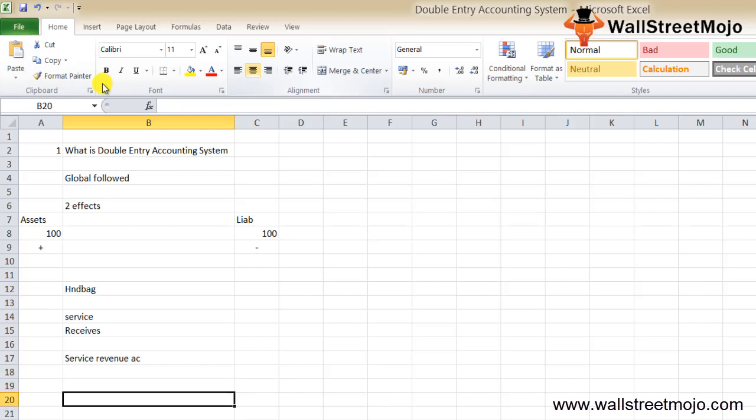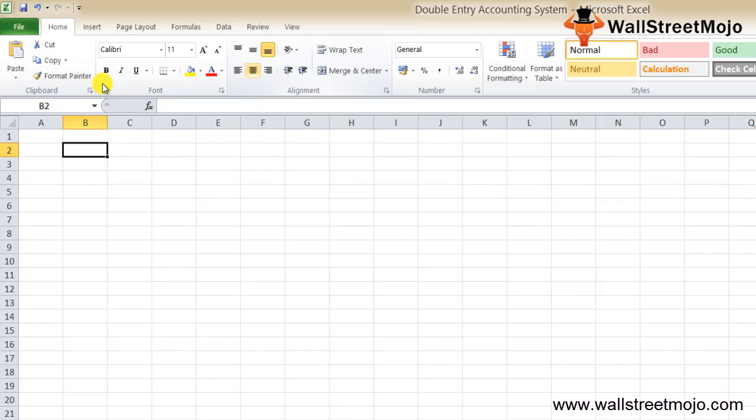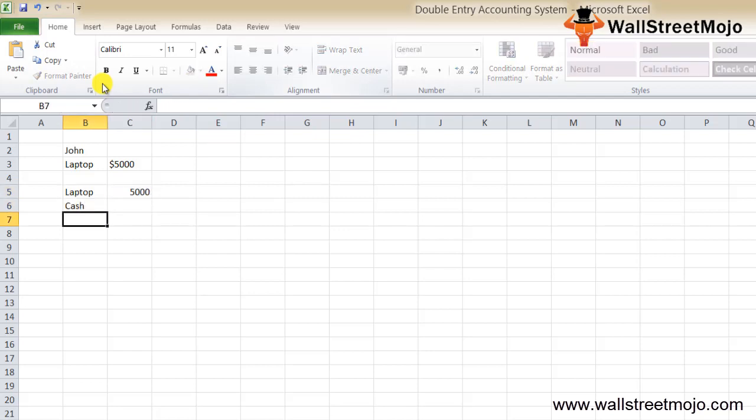These examples are going to teach you a lot. Let's say there's a guy called John. John purchased a laptop for, let's say, $5,000, and he paid cash for it from the savings he had made. The laptop is an asset that is increasing, and another asset, which is your cash, is decreasing. So your laptop account is debited and your cash account is credited.